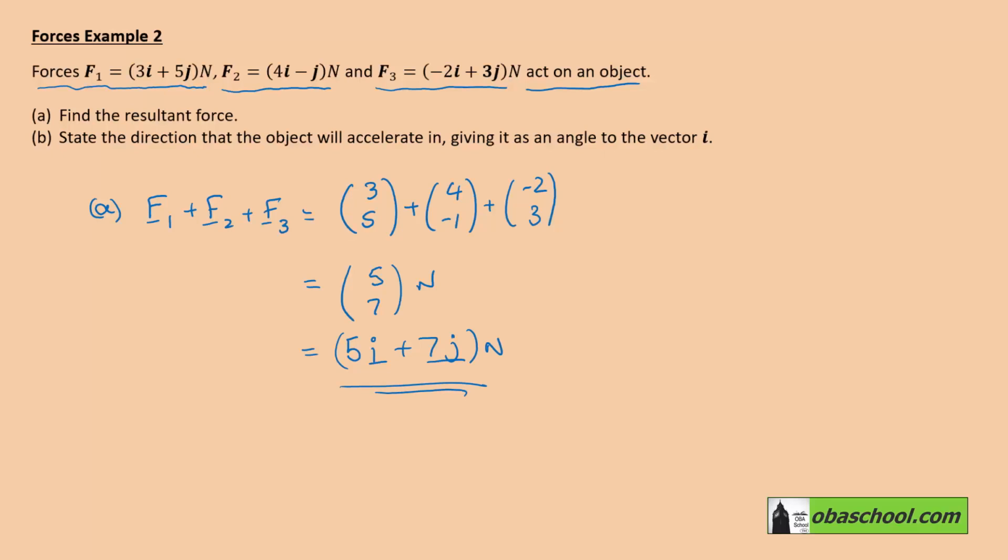So in part B, we're asked to state the direction the object will accelerate, giving it as an angle to the vector i. Well, we know that the vector i is horizontal. 5i plus 7j would go in this sort of direction, where this is 5 and this is 7, and then we want to calculate the angle theta.